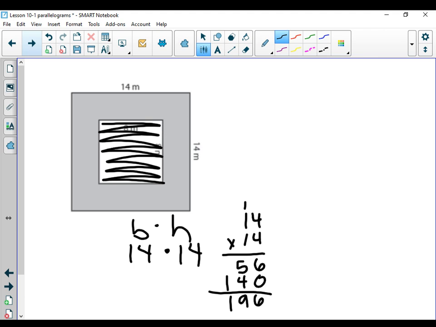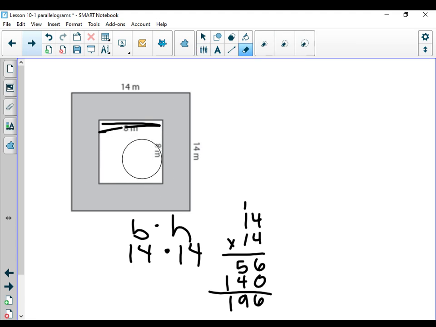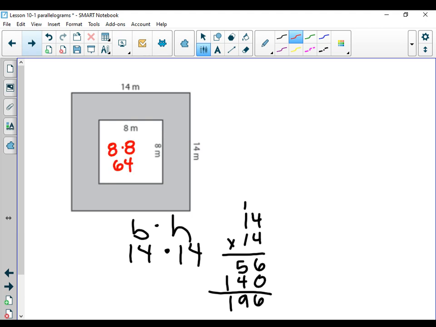So it's like someone came and punched out the middle of my square. So what's missing from it? So if the whole thing was 196, take out the middle part, label your square.